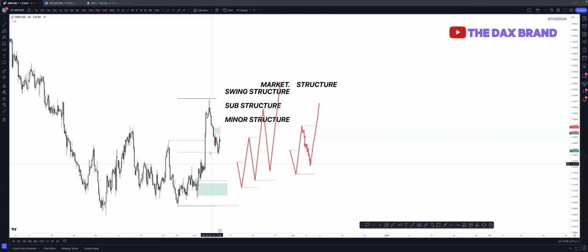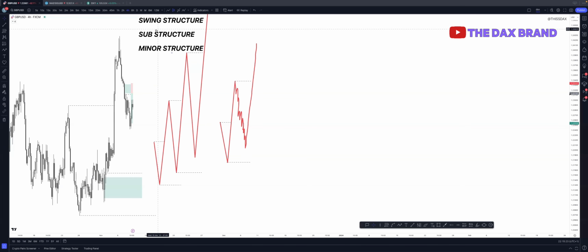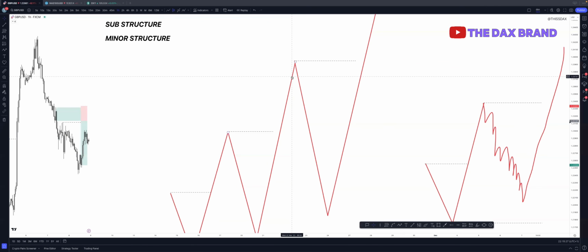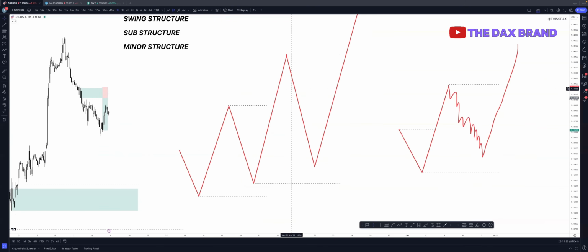Every other thing outside this swing structure is not my business. I'm focusing on this zone here so I can trade from it. I hope you guys are getting it. So it's that simple here when it comes to this swing structure, and it's like the most important thing.